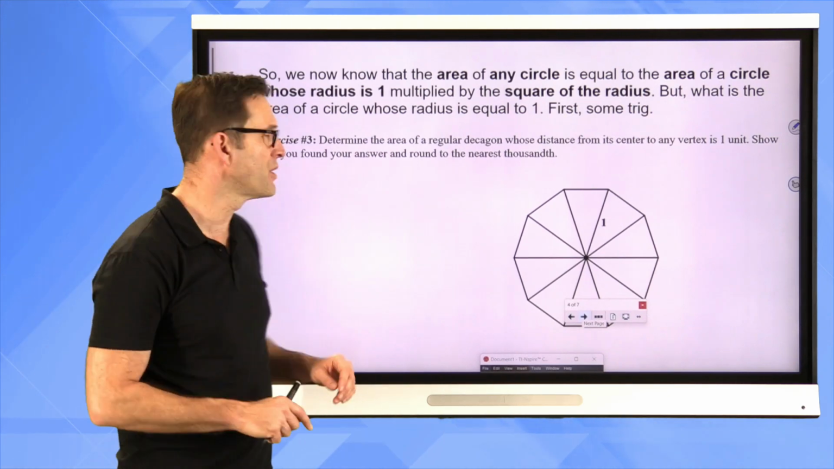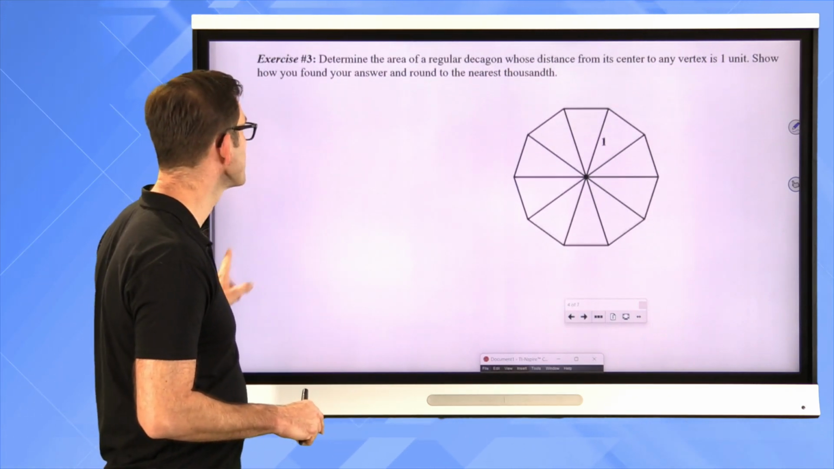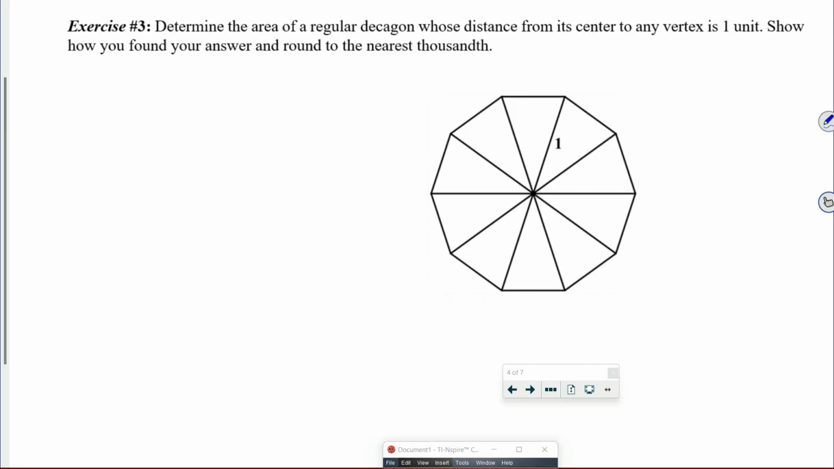First, let's do a little bit of trigonometry. Exercise number 3. Determine the area of a regular decagon whose distance from its center to any vertex is equal to 1 unit. Show how you found your answer and round to the nearest thousandth.